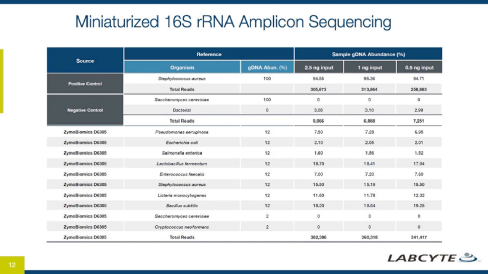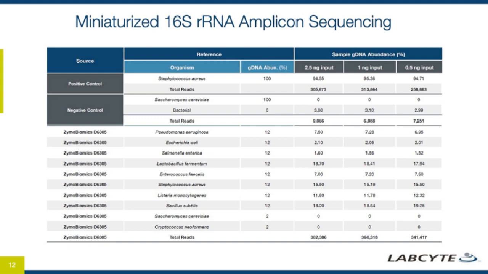So these are all percentages, and from decreasing amounts of input, from 2.5 nanograms of input all the way down to half a nanogram of input. And you'll see that as we decrease the amount of input DNA, these values do not change significantly. So the answer stays the same regardless.